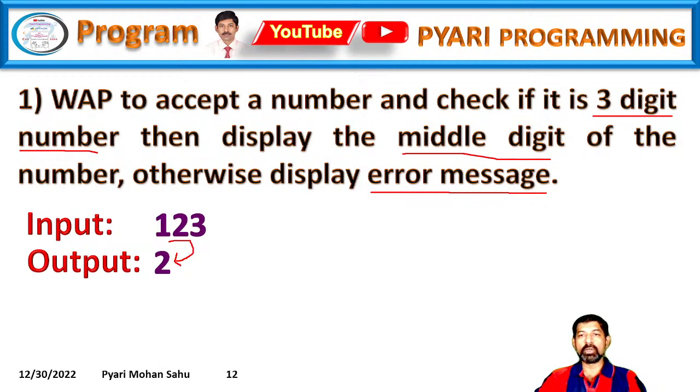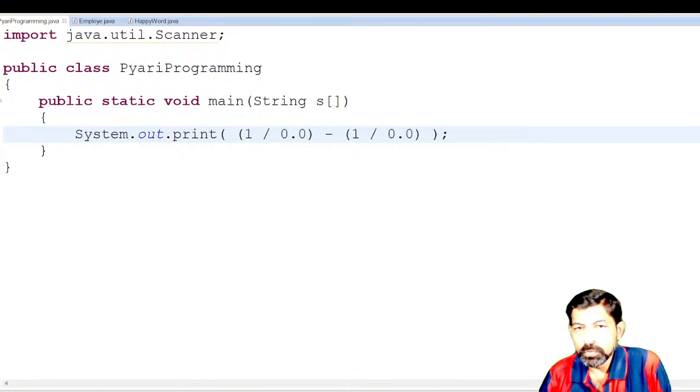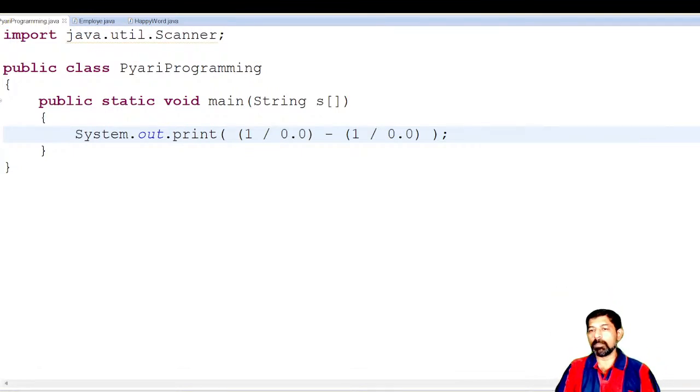So now I will take you towards Java. Now if you have understood the question, then we'll start the programming. Clear about the question? If yes, then I will move towards the programming part, how we are going to perform this.